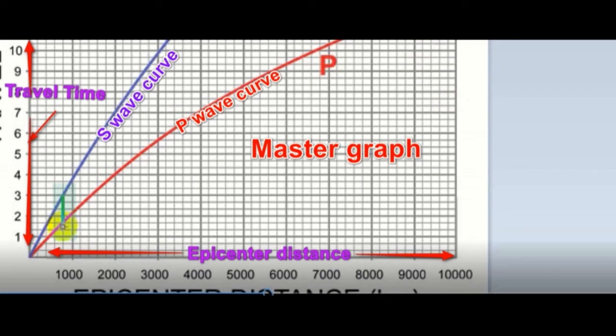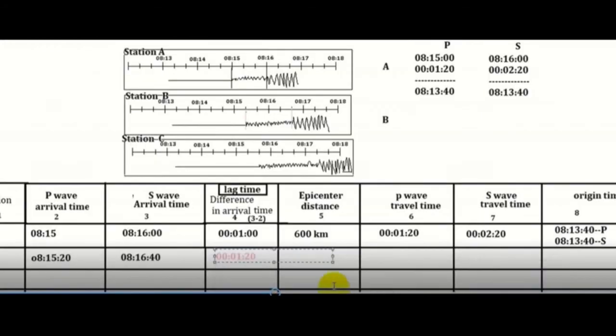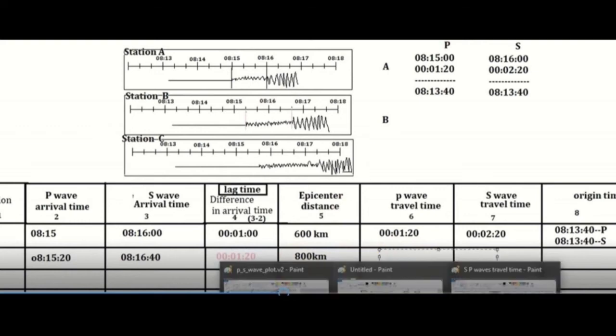Extend vertically the lower end of lag time so that it touches the epicenter distance axis of the master graph. Take out the reading of the touching point at the epicenter distance axis. It is 800 km.